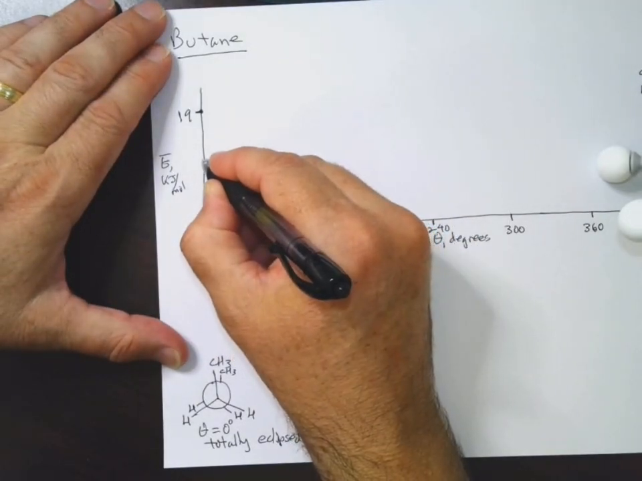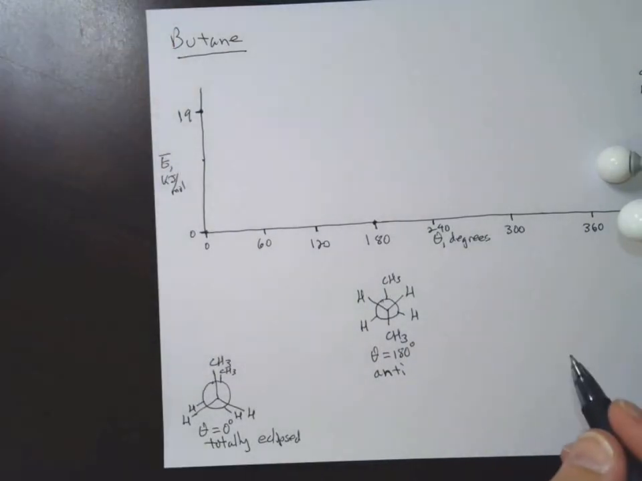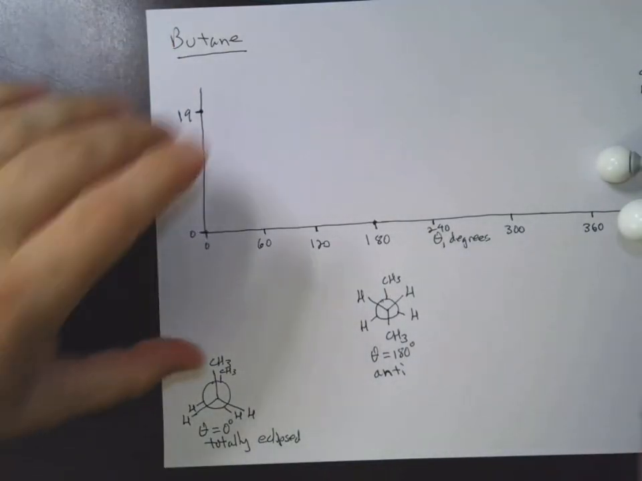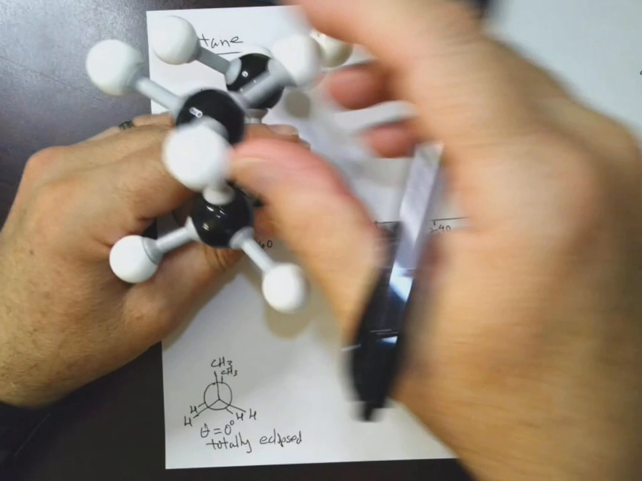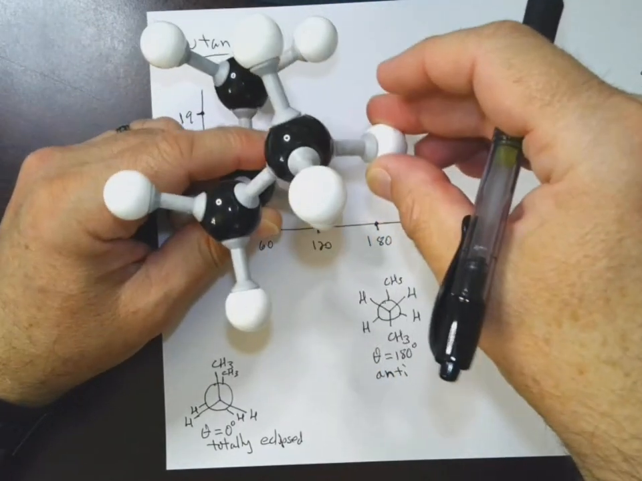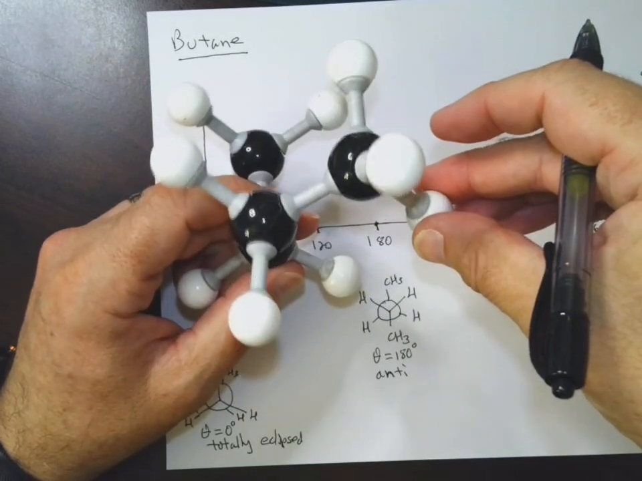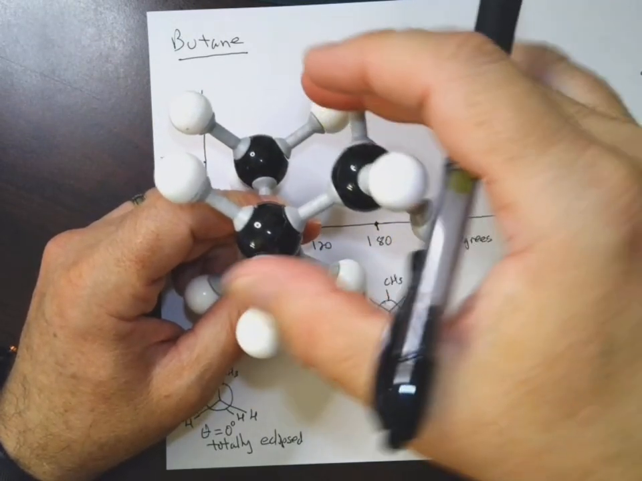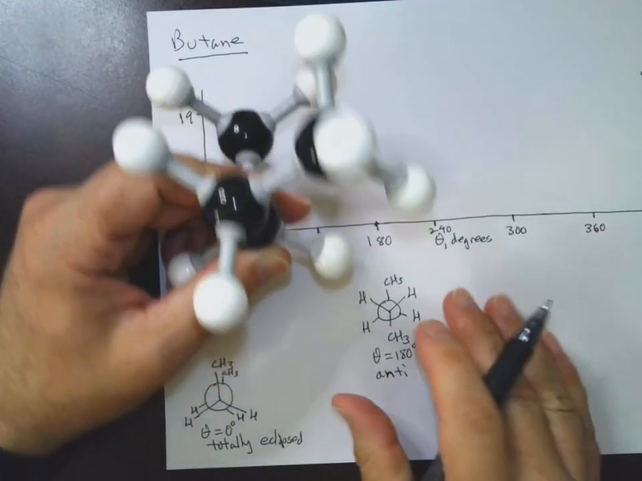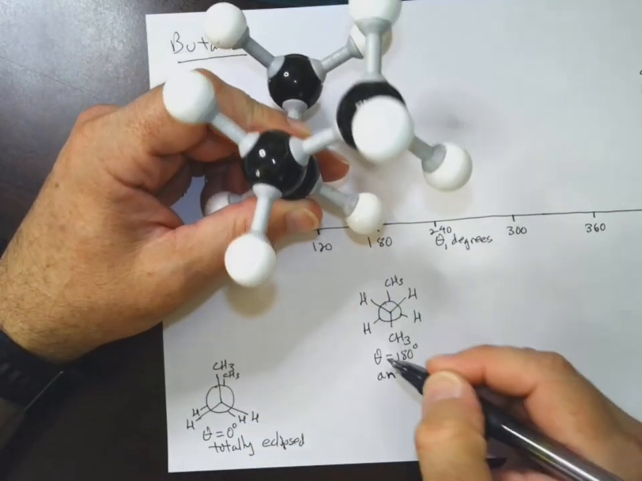So 10 is going to be around there. I'm just trying to figure out exactly where my plots are. All right, so let's go ahead. I'm going to rotate this front guy here, and let me line that up. So there we go. Now I've got my staggered conformation with theta equals 60 degrees. So let me draw that.